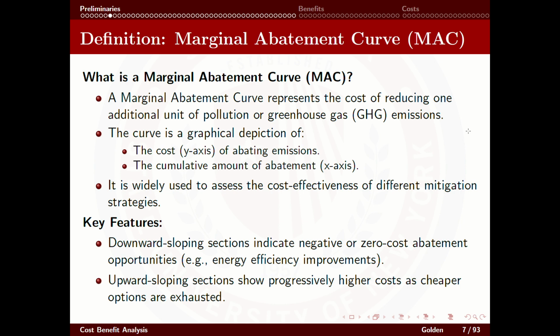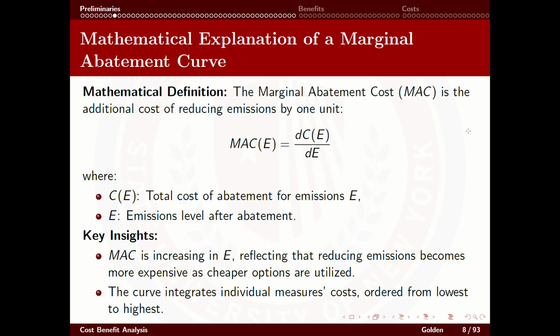One good framework for this is the marginal abatement curve, which represents the cost of reducing one additional unit of pollution or greenhouse gas emissions. This is a graphical depiction of the cost of abating emissions on the y-axis and the cumulative amount of abatement on the x-axis. It is widely used to assess the cost effectiveness of different mitigation strategies. So it's generally upward sloping because it's a cost.